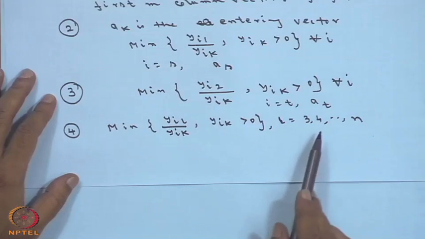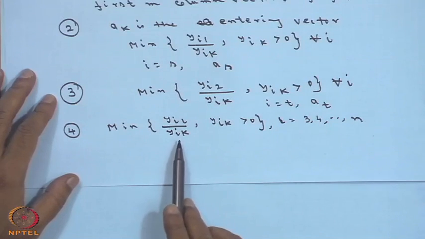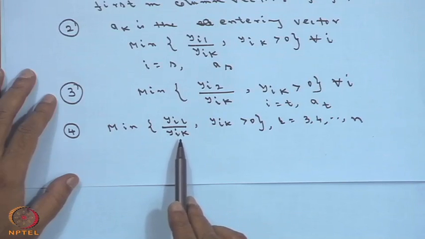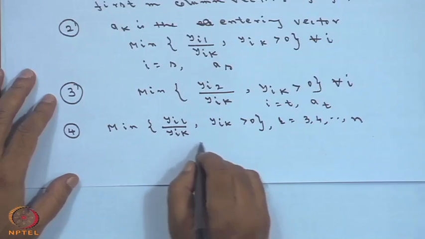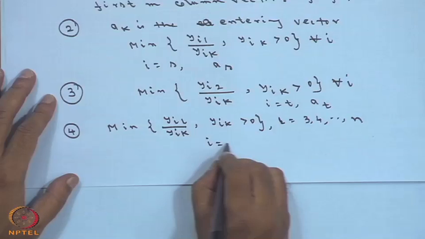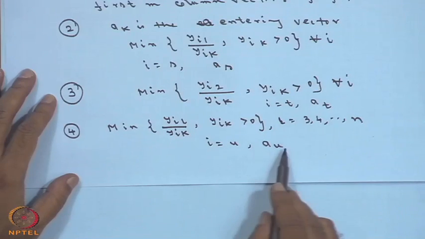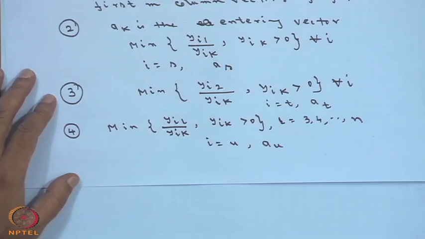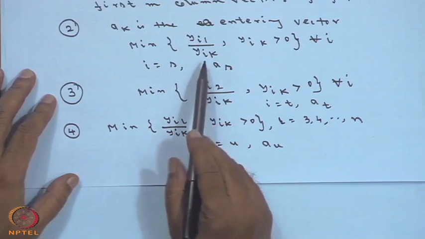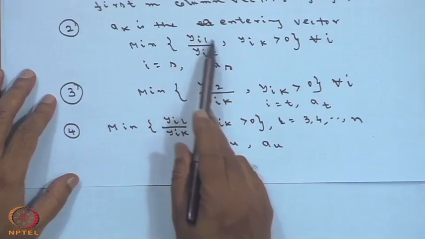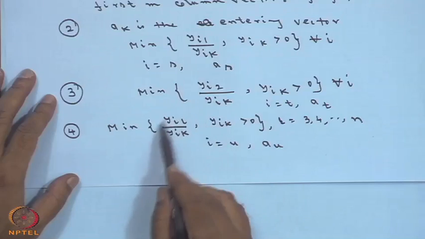So, at any of the subsequent iterations you will obtain one departing vector for a minimum, say for i equals u, in that case a u will be the departing vector. So, please note this thing that for breaking the tie we are finding using the formula minimum of y i l by y i k.